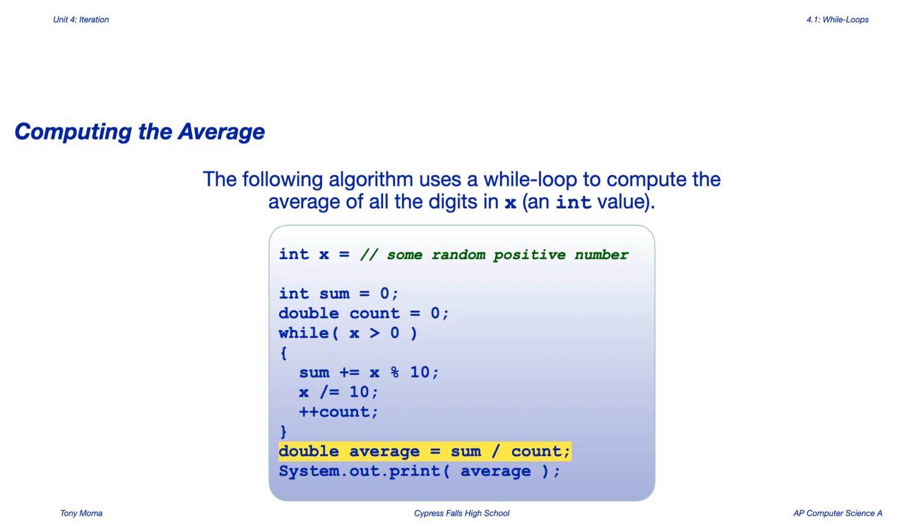So again, we're doing the same thing we did before, where we're adding up all the digits together and putting it in a variable named sum. But now we have just a few additional instructions so that we can keep count of how many digits are in there, so we can compute the average of all the digits, then print it out.